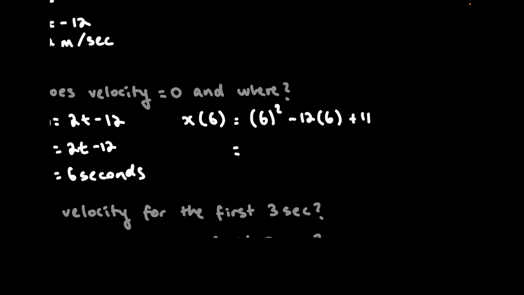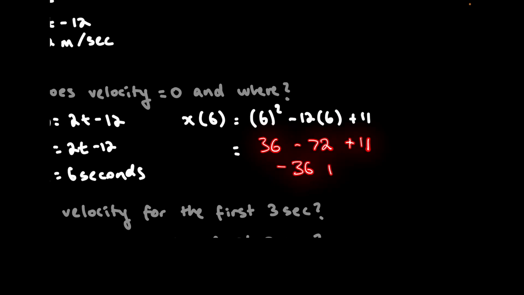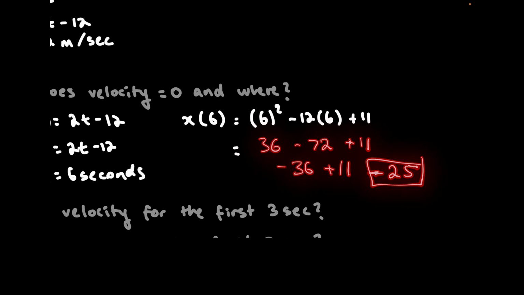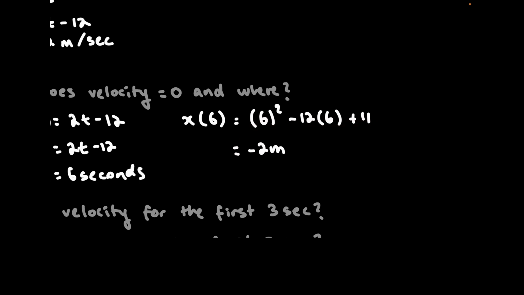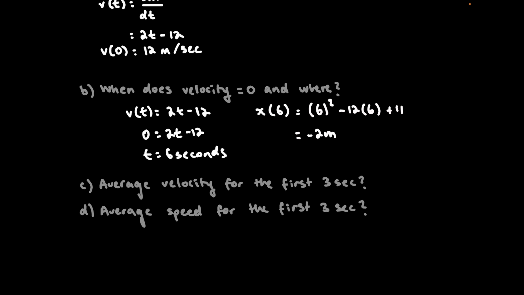So when we work this out, we get 36 minus 72 plus 11. That's the same as minus 36 plus 11, which is the same as minus 25. So minus 25 meters is the position when t equals 6. Now we need to work out, it's minus 25.